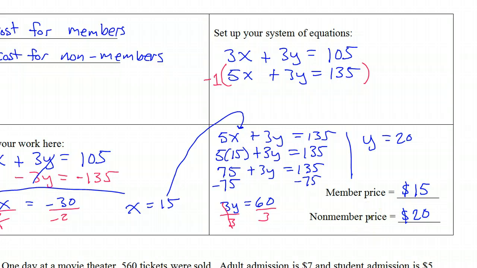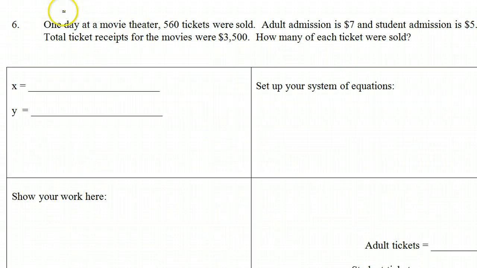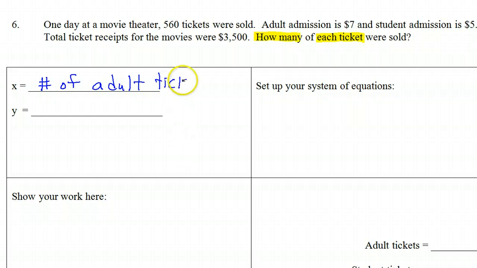All right, let's try number 6, see how we do. This one is slightly different, but still the variables. If you look at this last sentence, how many of each ticket were sold? Okay, how many of each ticket? So let's see, that means there's two kinds of tickets. Looks like there's adult tickets and there's student tickets. So we can let X be, it says how many, so I'll let X be the number of adult tickets. And Y can be the number of student tickets.